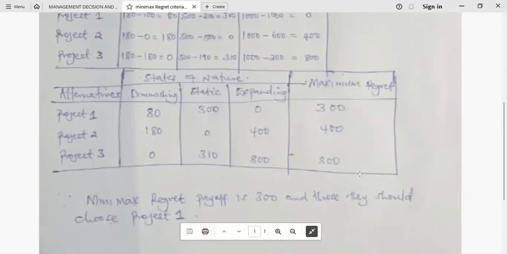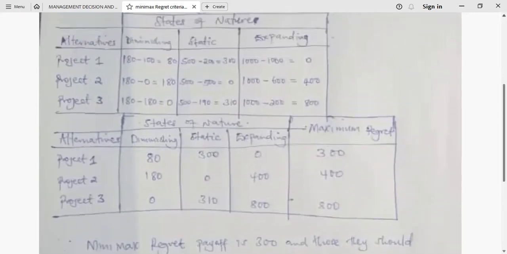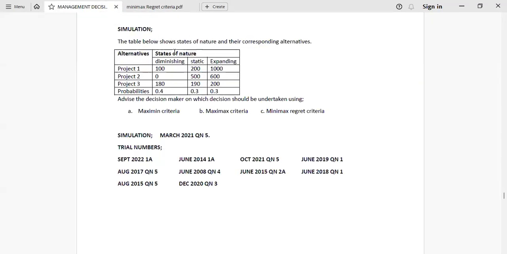And so we choose project 1. So that's it. Maybe I'm going to repeat one more time for those who have actually not gotten it right. I'm just repeating the steps that we follow. That's why I'm going back to the question.